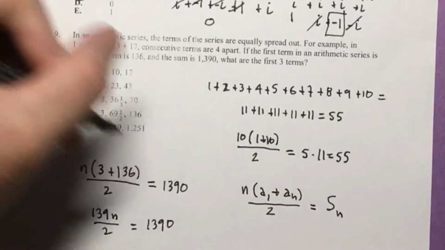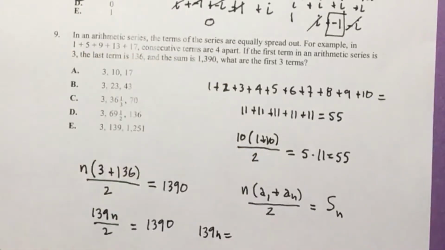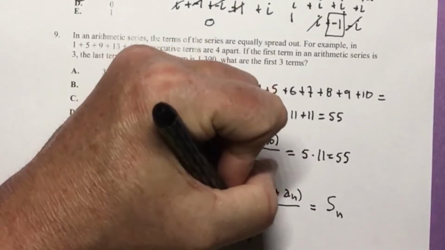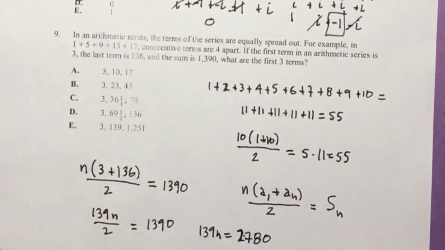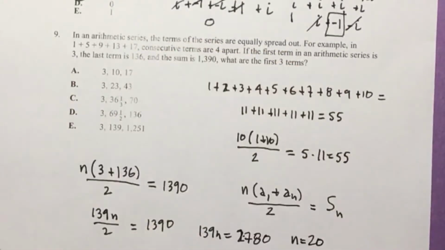Multiplied by 2, so now I know that 139n equals 2,780. And if I divide 139 into 2,780, well, we know how much that is because that was 10 times 139. It's just going to be 20. So it looks like n is 20. So that's the number of terms I have.